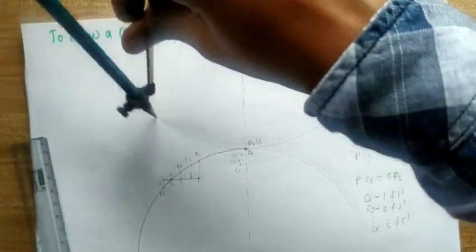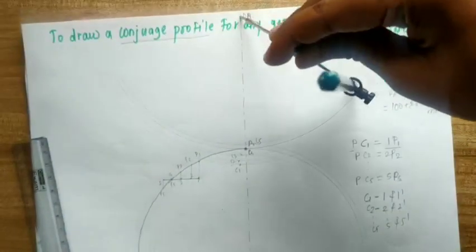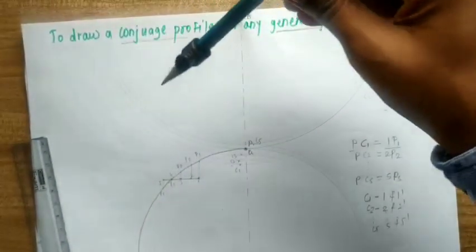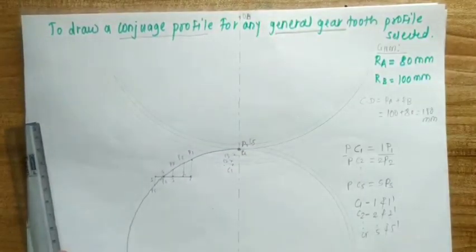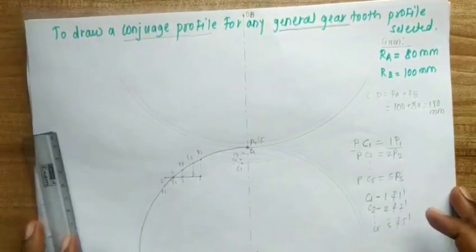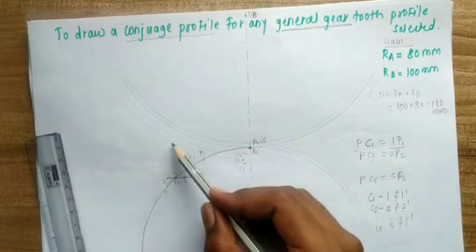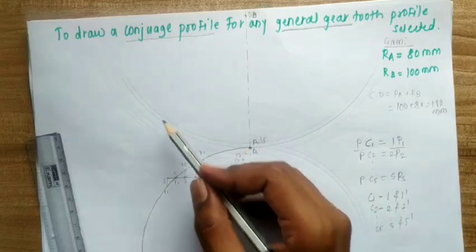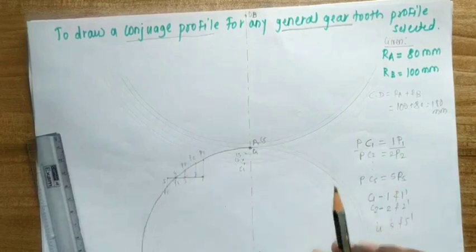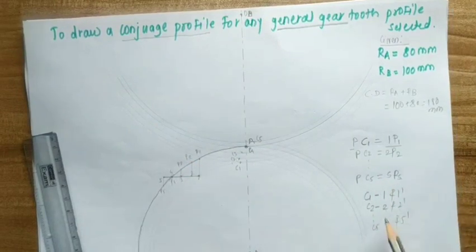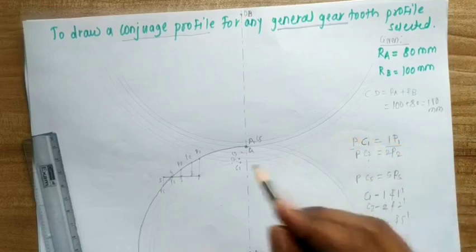So I have drawn circles through C1, C2, C3, C4, C5, with center as OB. Now you can notice here, I have drawn circles through C1, C2, C3, C5. It means I now know the locus of 1 dash, 2 dash, 3 dash, 4 dash, 5 dash. It will be somewhere here. I don't know exactly, so we need to find that out. To get 1 dash, 2 dash, 3 dash, 4 dash, 5 dash, we will follow the same procedure.